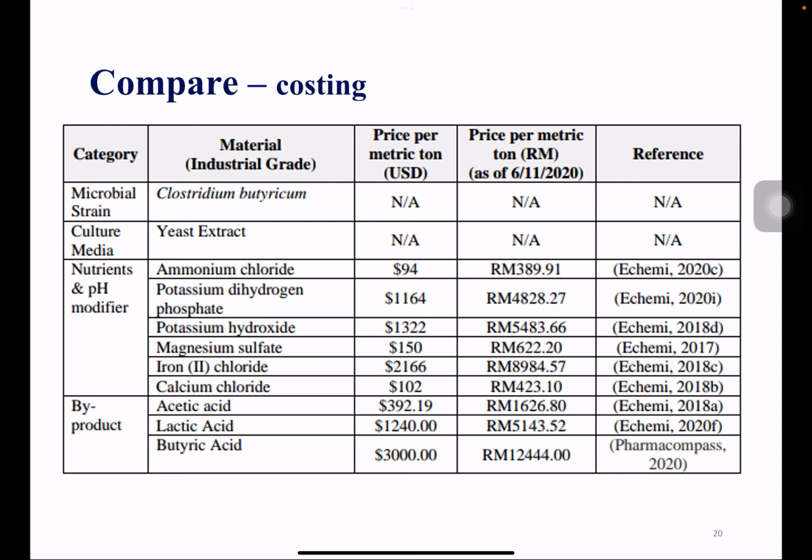Then you can also compare the costing. Okay, so if you're using a microbial strain, how much does it cost, or the culture media or whatever. So this is some of the examples that we can use. You need to find the price in US dollars, so you can also convert it into Malaysian ringgit or whichever country you are in. So try to do some cost comparison for your raw materials or the product, so at least you have an idea which raw material is much cheaper for you to go ahead with your design.